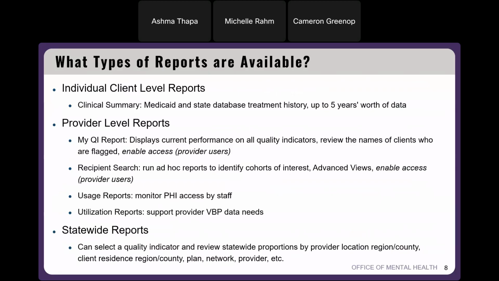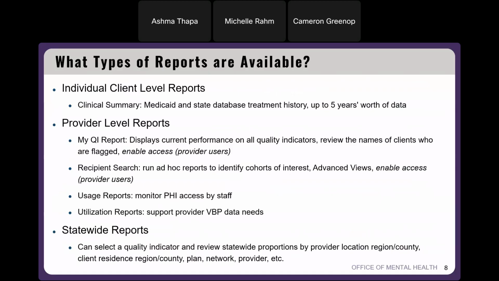And then similarly, in the cohort search, you can run ad hoc reports to identify cohorts of interest, and that's within the recipient search. We have different advanced views for recipient search that show you different aspects of client's history that you might be interested in. And you can enable access to client data through this as well to view clinical summary information. And of course, this is the topic of today's training. So we'll be discussing recipient search in those advanced views in much more detail later on.